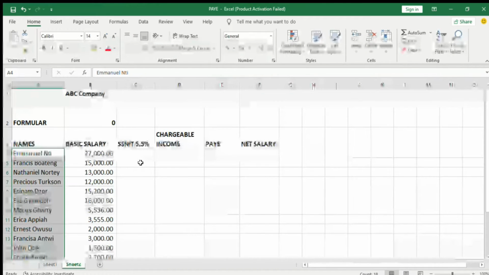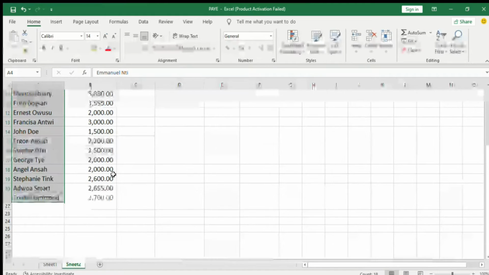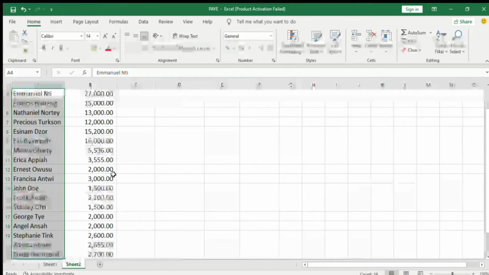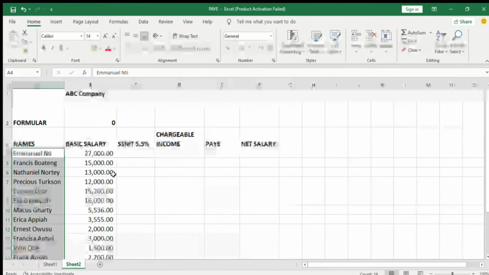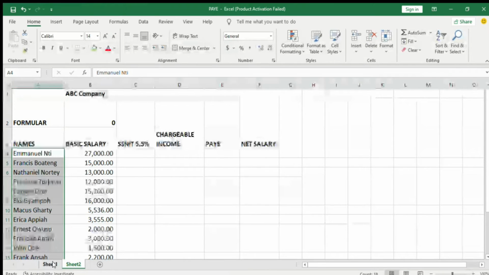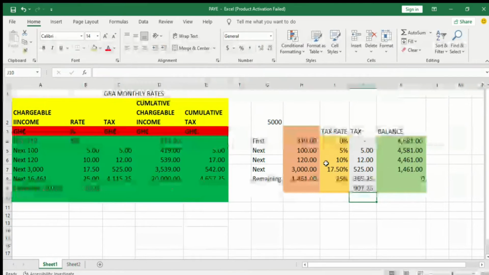So if you have to calculate the PAYE, you have to do what I just did for every employee here, 18 of them. Some companies may have about 100, more than 100, more than 200, or even more than 1,000 workers. And I don't think you have time to use this schedule, just as I did, to calculate for all of them one by one. So I'm going to teach you how to use the formula. That is very simple and very fast.